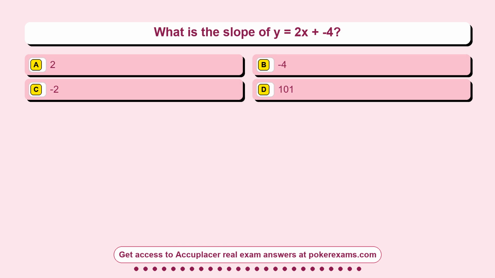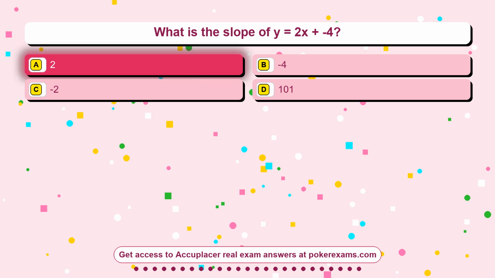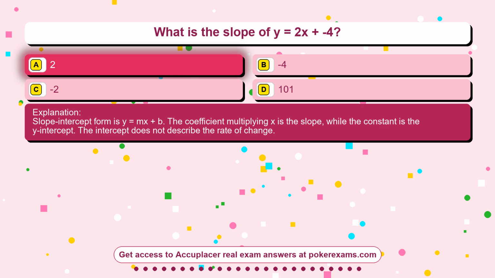Question 12. What is the slope of y equals 2x plus minus 4? Option A 2, option B, minus 4, option C, minus 2, option D 101. The correct answer is option A, 2. Slope-intercept form is y equals mx plus b. The coefficient multiplying x is the slope, while the constant is the y-intercept. The intercept does not describe the rate of change. Question 13.